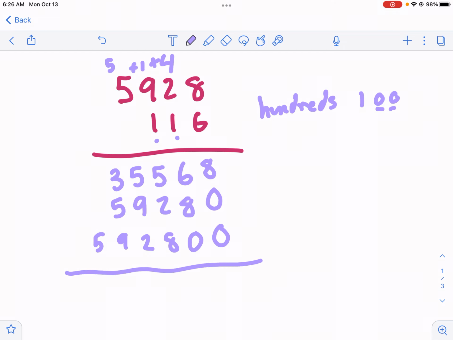Now here's the real doozy part, we've got to add us all together now. So I have 8, 14. I'm going to carry the 1. I'm going to add 5 plus 1 is 6. 2 is 8 plus another 8 is 16.